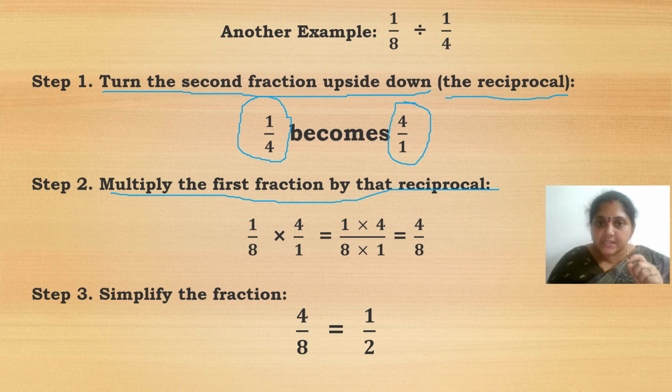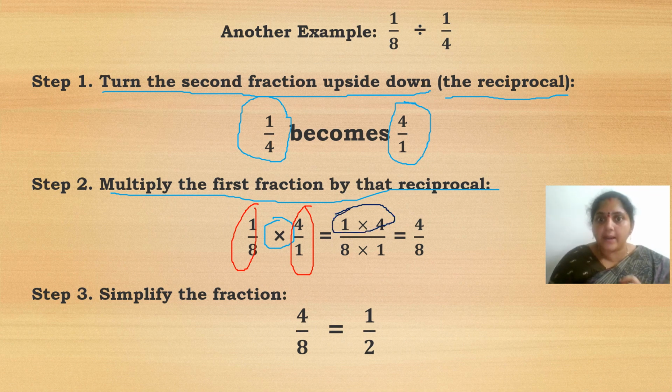Now what does the division symbol become? It becomes multiplication. We multiply our first fraction by the reciprocal of the second fraction. Now we multiply the numerators and denominators. Multiplying numerators, 1 into 4 gives 4, and denominators, 8 into 1 gives 8.